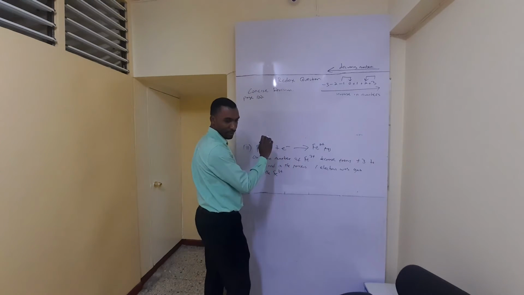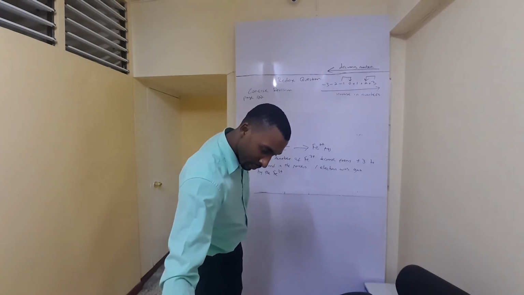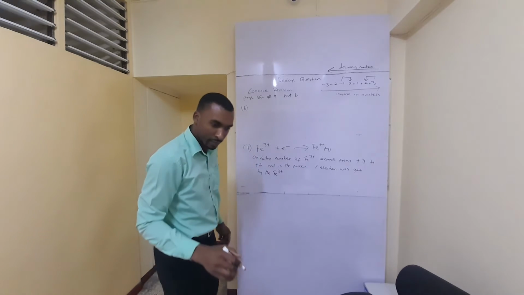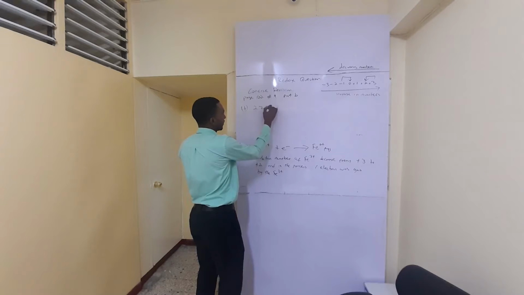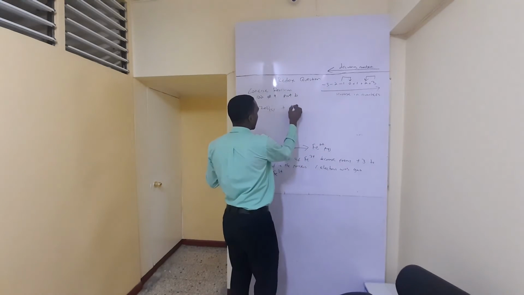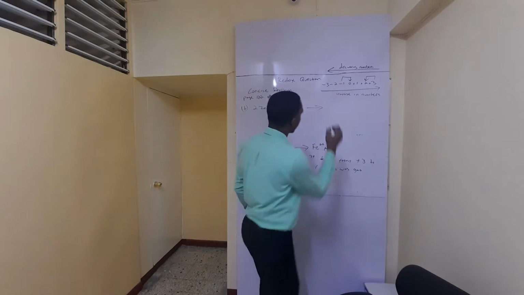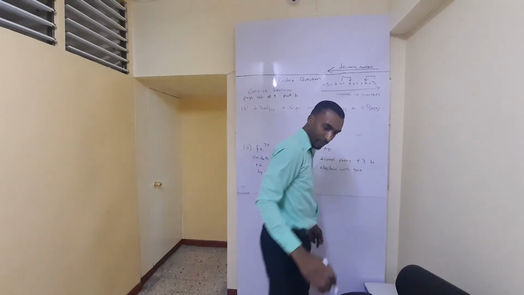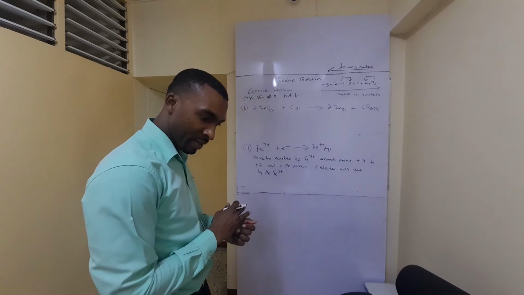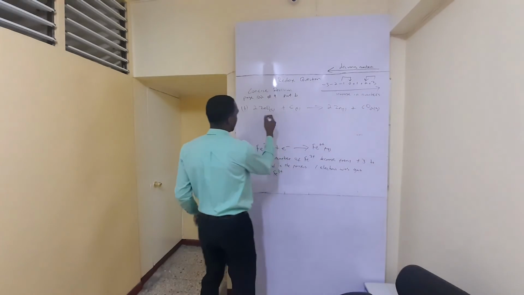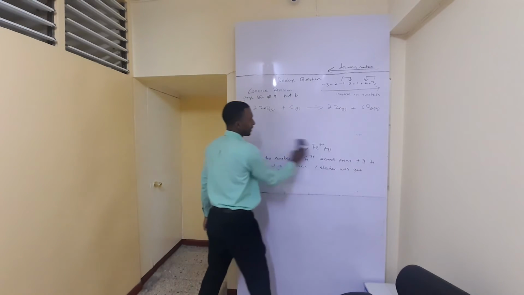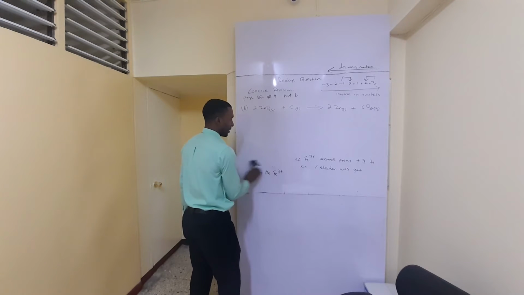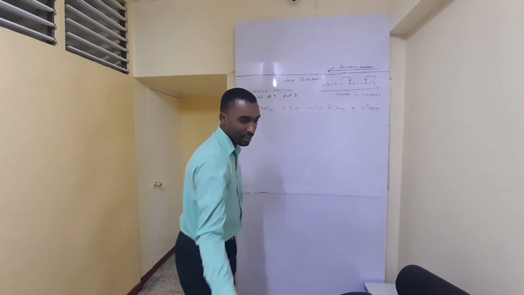Page 122, Part B. Non-metals can behave both as oxidizing and reducing agents. Use this example. When we're talking about oxidizing and reducing agents, the best thing for us is to first calculate the oxidation number of all the atoms or ions in these compounds or elements. That's the best thing to do.